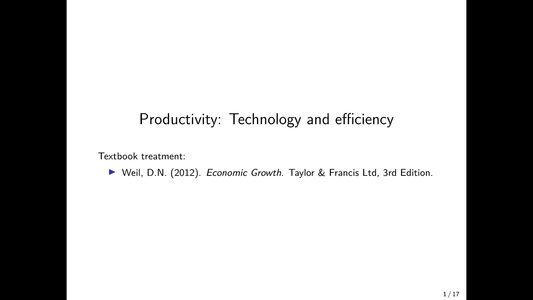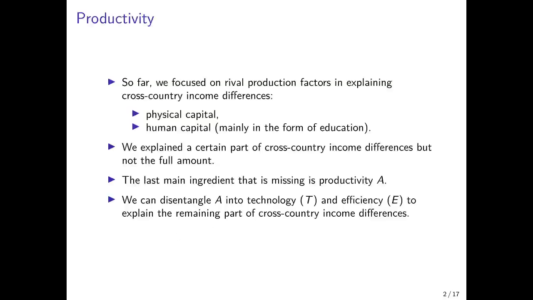Again, this chapter is based on the textbook treatment by David Weil, Economic Growth, Taylor and Francis, third edition. So far in the previous videos, we have focused on the rival production factors in explaining cross-country income differences. So differences in physical capital, mainly determined by differences in saving and investment across countries as predicted by the Solow model, and differences in human capital, mainly in the form of education, but we also discussed that human capital differences can arise due to differences in health and experience, for example. And this was based on the Mankiw-Romer-Weil framework.